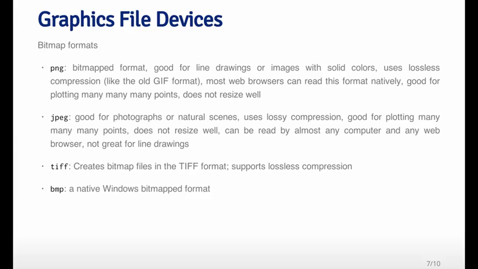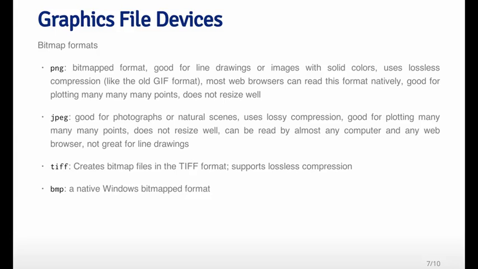It uses a lossless compression algorithm so that the file sizes tend to be small, and pretty much every web browser can read PNGs now. So they're good for web-based plots. JPEG you might be familiar with if you have a digital camera. They're very good for things like natural scenes, which don't have solid colors but have lots of gradients of color. It uses a lossy compression algorithm, so the file sizes are very efficient and very small. And just because it's a bitmap format, it's good for making plots with lots of points.